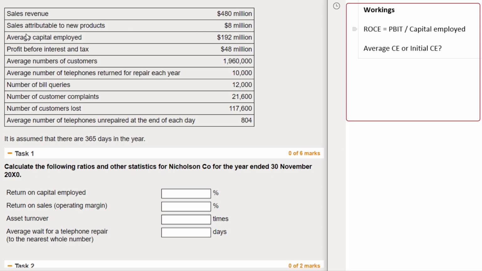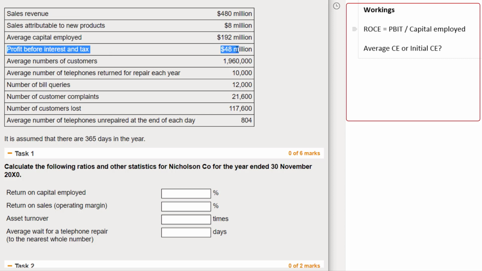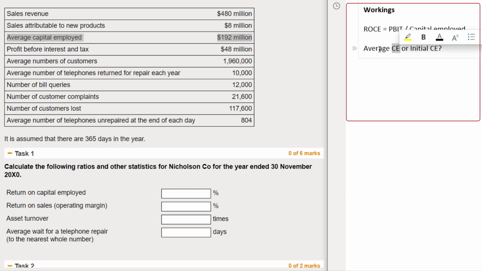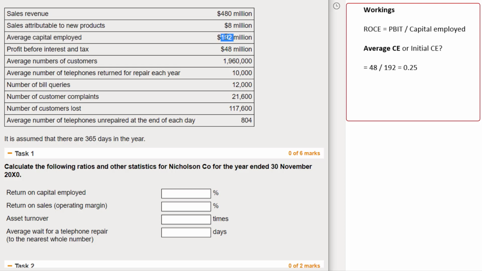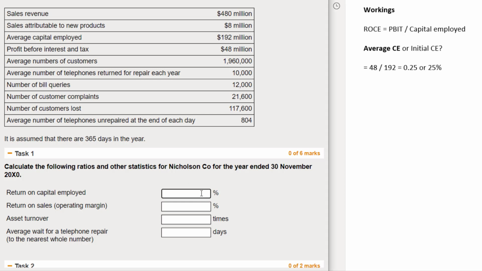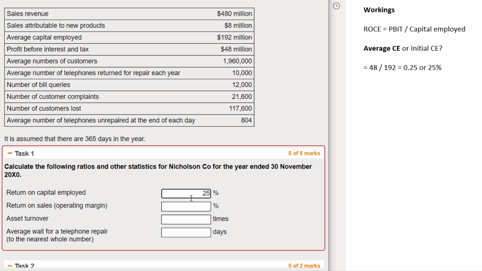But if we look at the data we're given here, PBIT I'm given, lovely, 48 million. I'm just going to be able to use that. I'm given the average capital employed, and I'm not given anything about the initial capital employed. And so I know that for my formula, I'm going to be using the average figure because that's the only one that I've got available in the question. So let's put the numbers in. So 48 million of PBIT divided by 192 million of capital employed gets me to 0.25. And I need to remember that ROCE is a percentage, and so that is actually 25%. And I'm off to a lovely start. I've got my first number to put in to task 1.